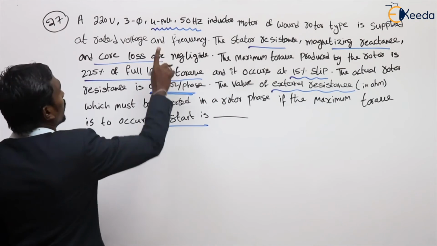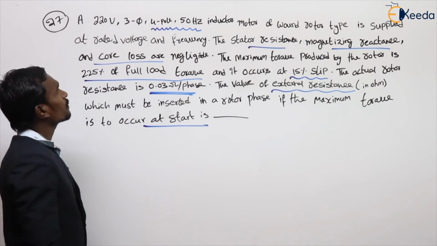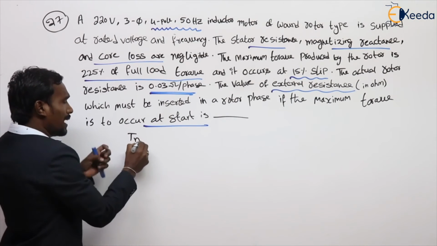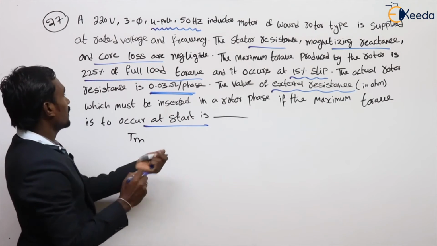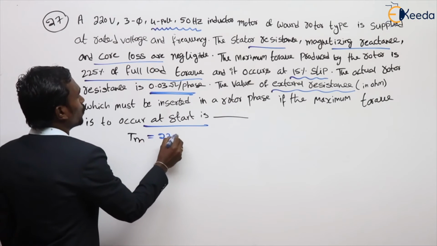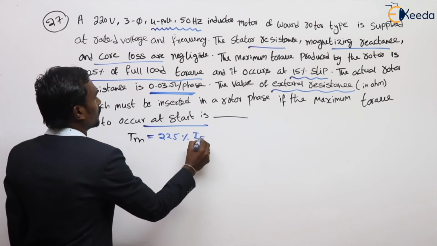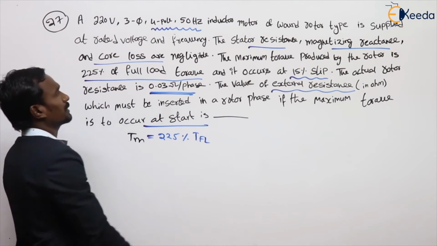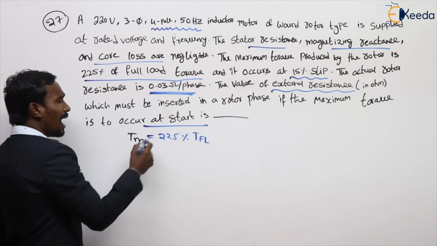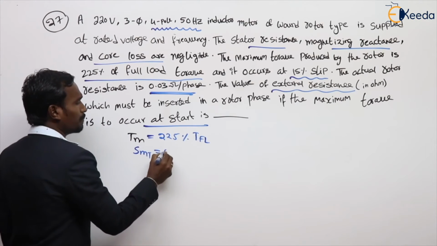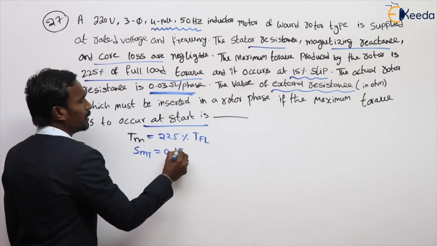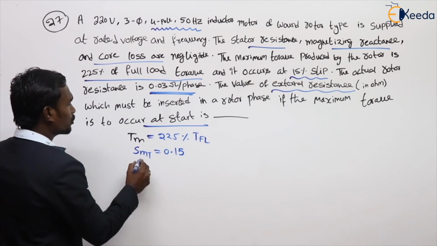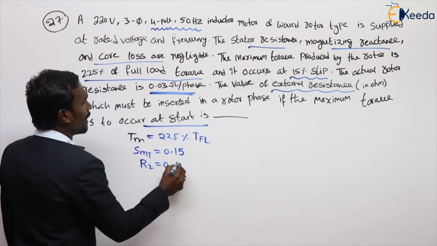Listen carefully. Here is a 4-pole 50 Hz induction motor. They have given that the maximum torque is equal to 225% of full load torque, and this occurs at a slip at maximum torque of 15%, 0.15. The actual rotor resistance is 0.03.